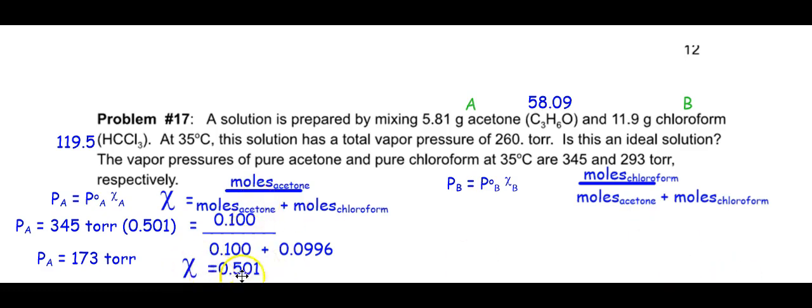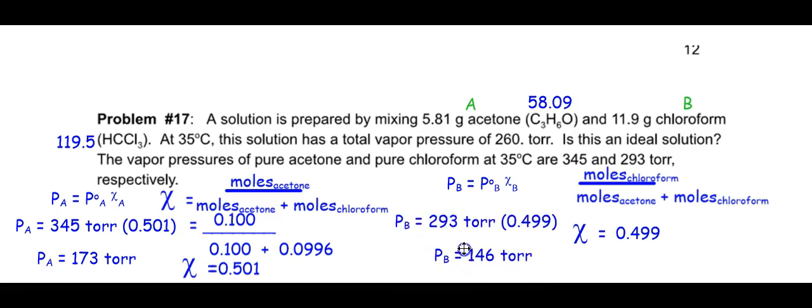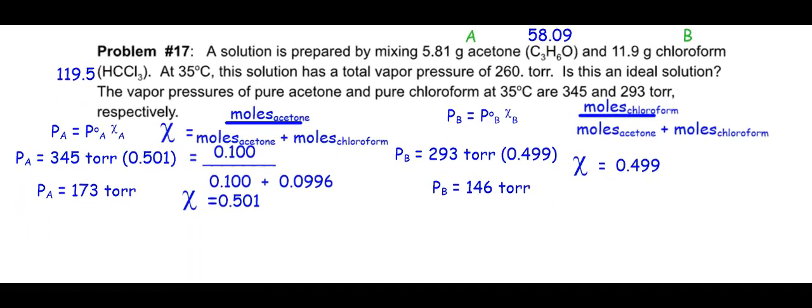So if this chi is 0.501, guess what this one is? 0.499. Ooh, that makes it easy, doesn't it? So now I can just do this, and I know what my pressure of B is. Well, am I done yet? The answer is no. Let me scroll down a little bit.